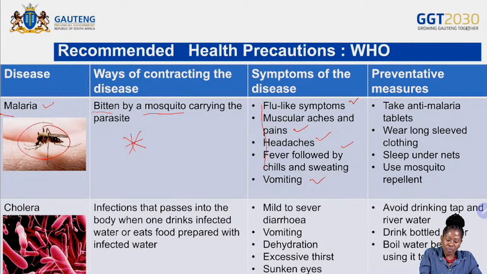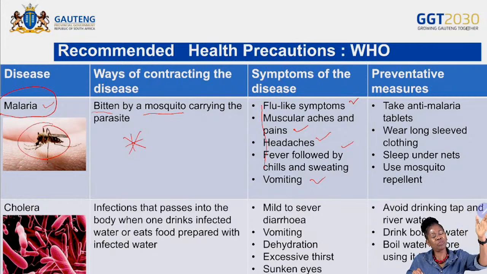They will tell you that when you visit Mpumalanga, when you visit Limpopo or other areas in South Africa, for example, there is a risk of this type of disease. So it means you are going to observe your body.